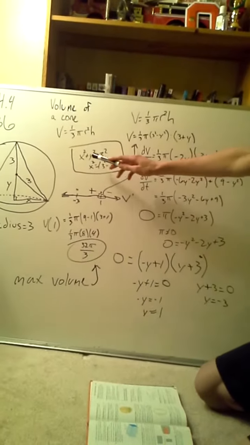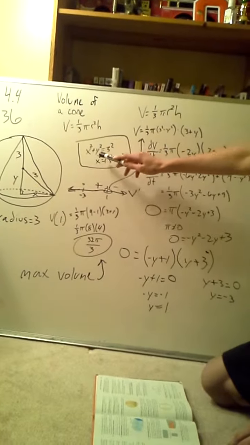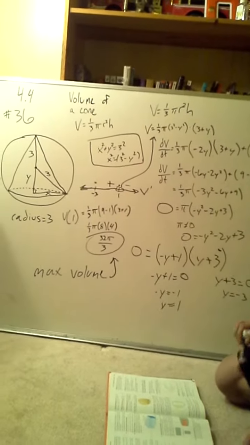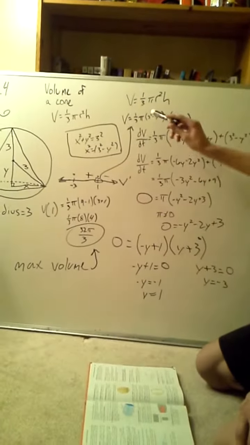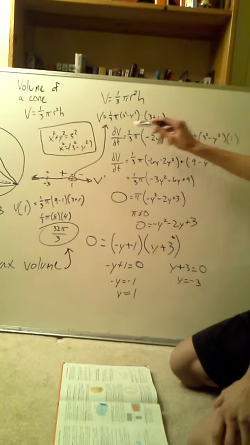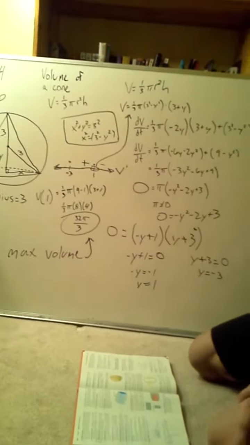So you do the Pythagorean theorem, which is x squared plus y squared equals 3 squared, which is the radius. And you solve for x. You plug that in for the radius, and then the height is 3 plus y.